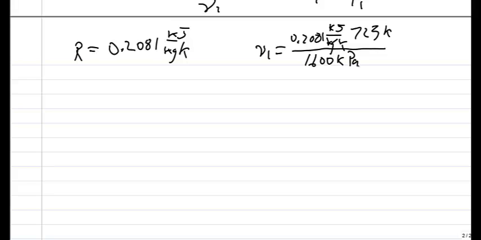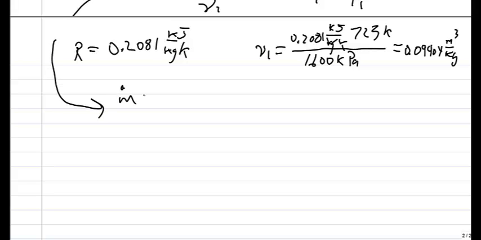Now, it appears to us that the units don't work out properly, but really they do. Keep in mind that a kilopascal is a kilonewton per square meter, a kilonewton meter is a kilojoule, so all the units are going to cancel out except for our volume units, so we get 0.09404 meters cubed per kilogram. Now we can find the mass flow rate.